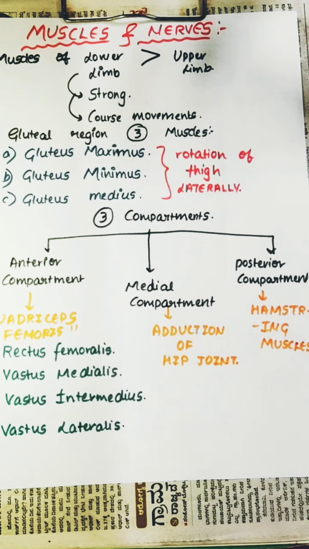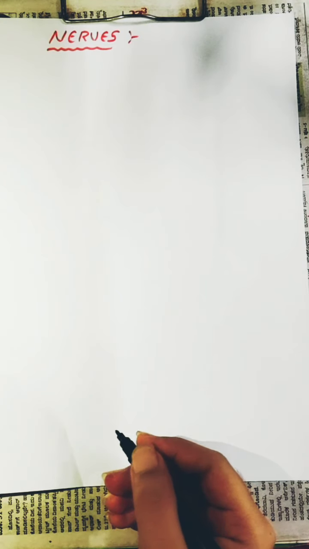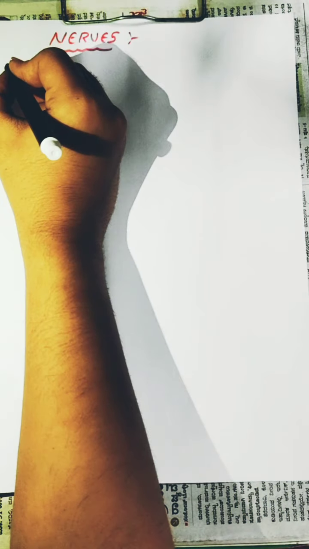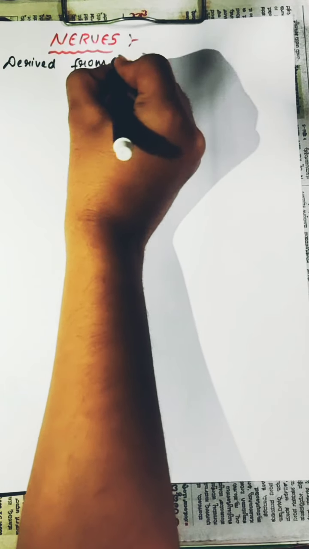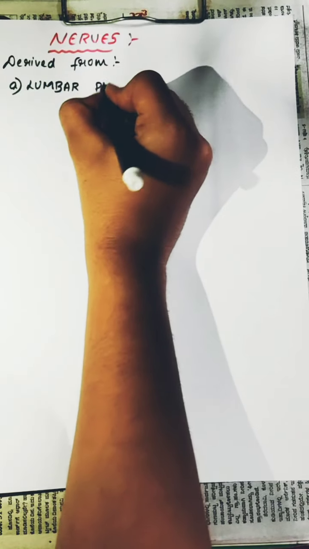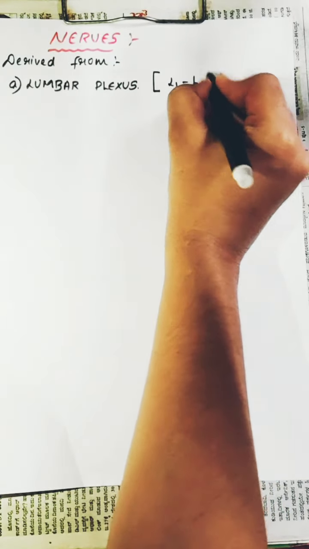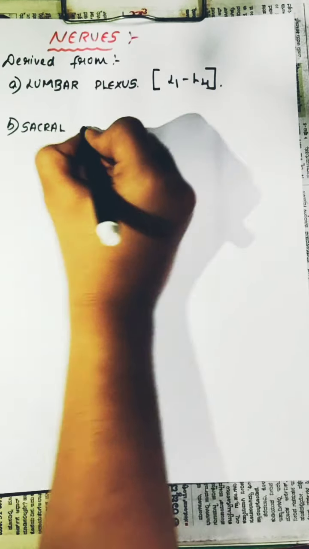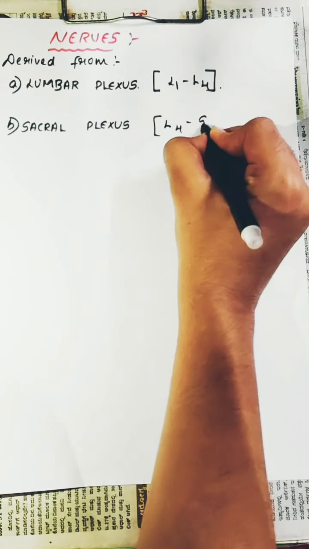Now we'll look at the nerves of the lower limb. The nerves of the lower limb are mainly derived from the lumbar plexus as well as the sacral plexus. You have the lumbar plexus, that is from L1 to L4, and the sacral plexus, that is from L4 to S4.